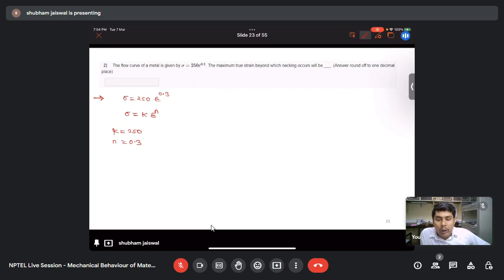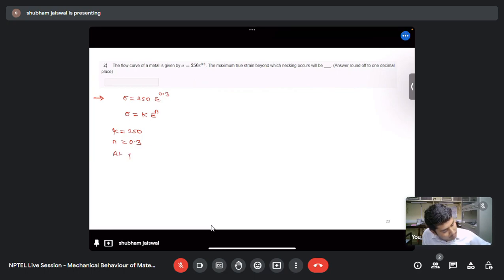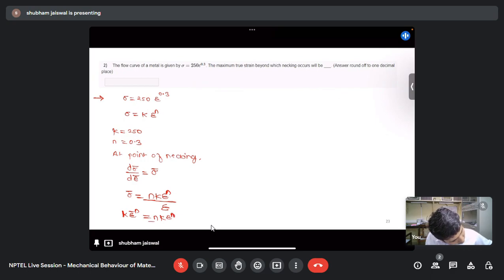Okay. So we know at the point of necking, dF should be 0, or d sigma bar by d epsilon bar should be equal to sigma bar. This is the condition for plastic instability, or beyond which the necking will occur. So if I follow this condition, it will be sigma bar equal to n K epsilon to the power n divided by epsilon, and sigma bar is nothing but K epsilon bar to the power n, equal to n K epsilon bar to the power n divided by epsilon.